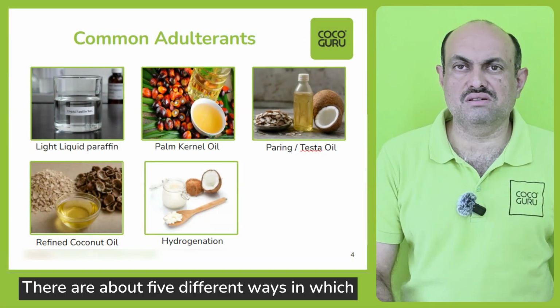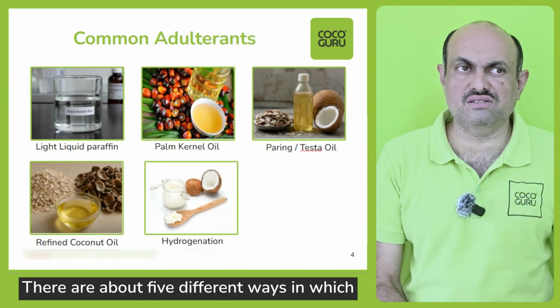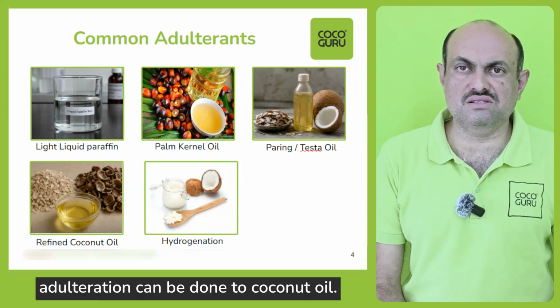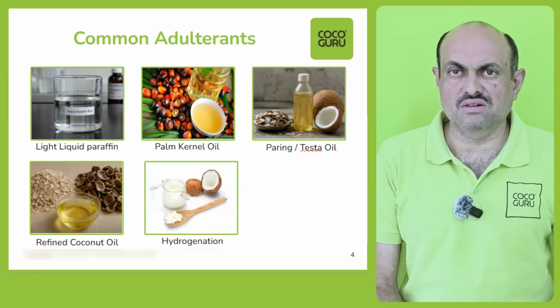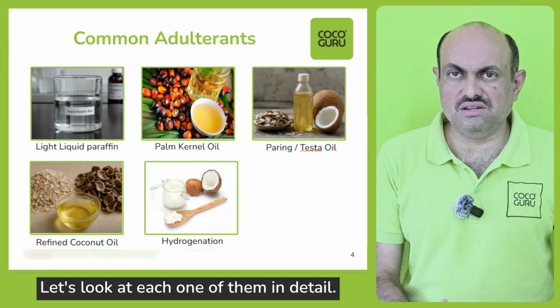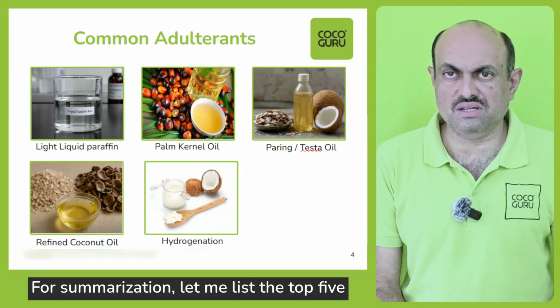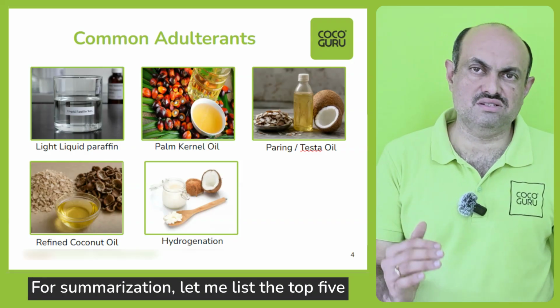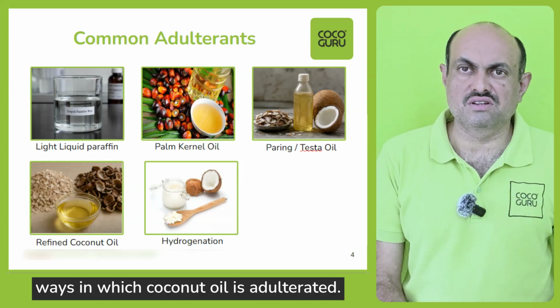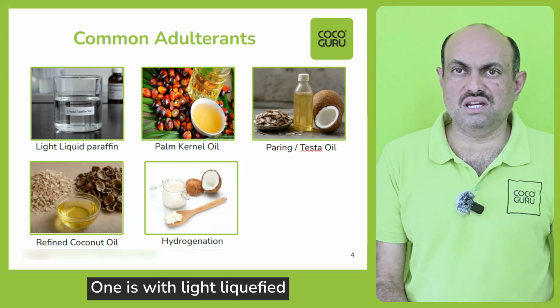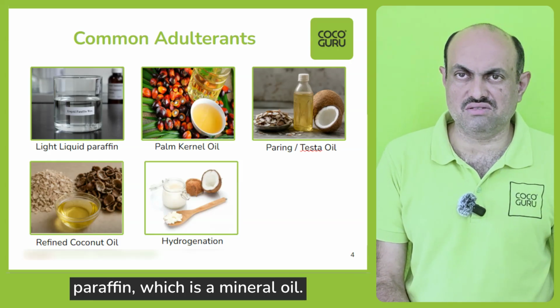There are about 5 different ways in which adulteration can be done to coconut oil. Let's look at each one of them in detail. For summarization, let me list the top 5 ways in which coconut oil is adulterated. One is with light liquefied paraffin, which is a mineral oil.